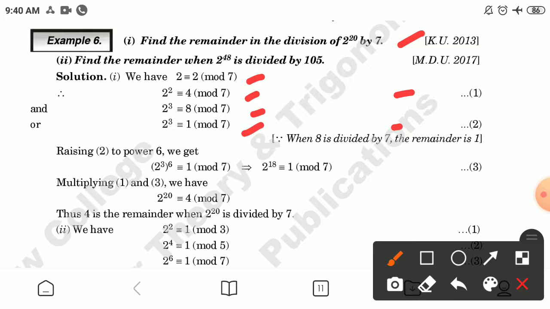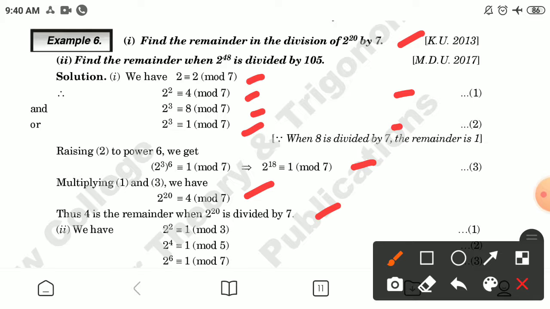Raising second to power 6, we get 2 raised to power 18 is congruent to 1 mod 7, marking this as number 3. Multiplying first and third, we have 2 raised to power 20 is congruent to 4 mod 7. Thus 4 is the remainder when 2 raised to power 20 is divided by 7.